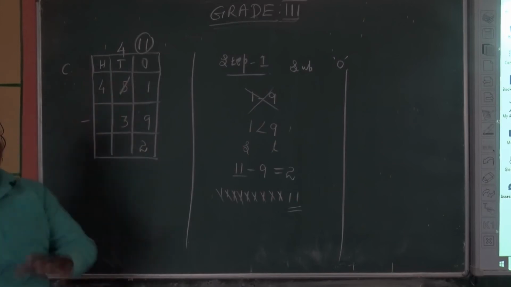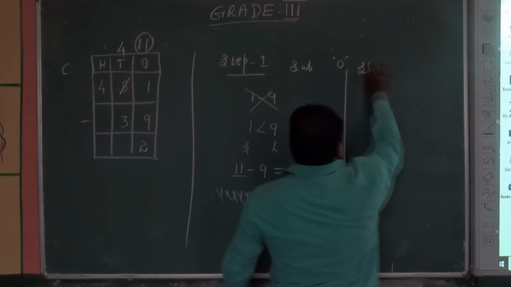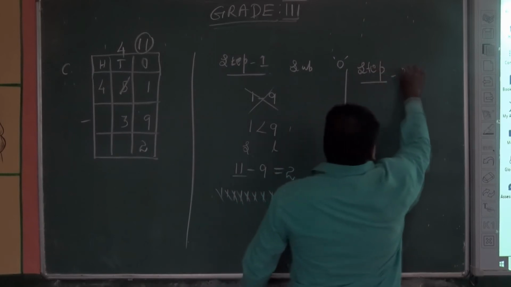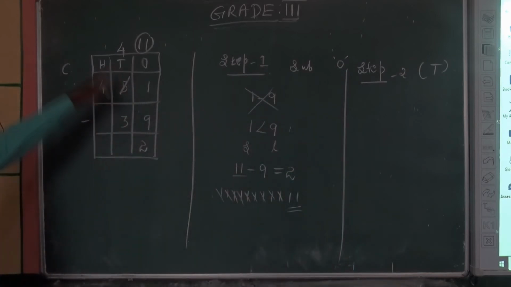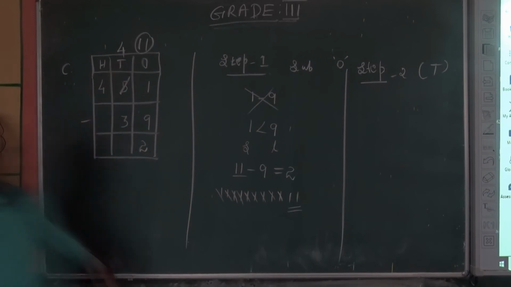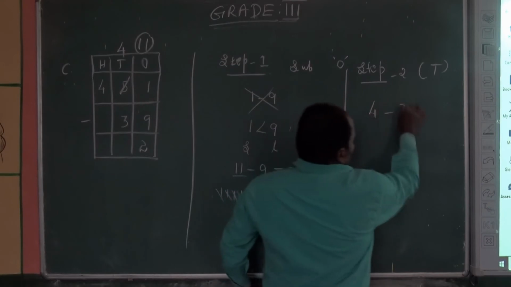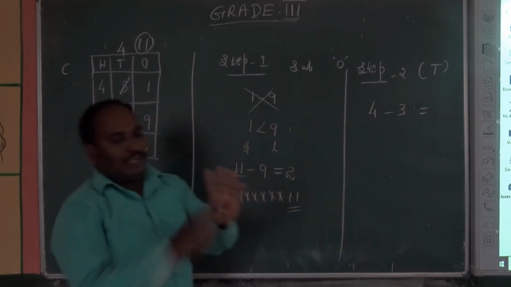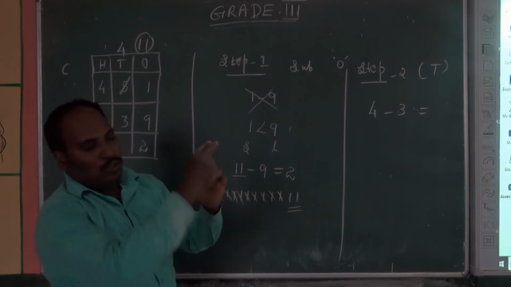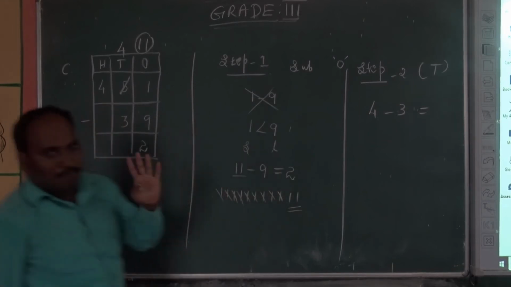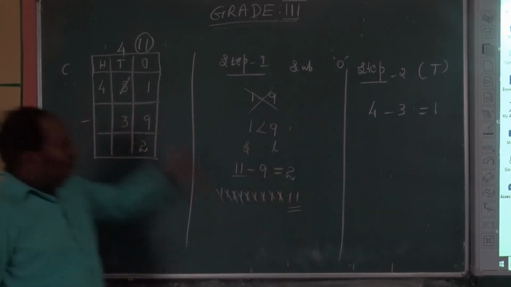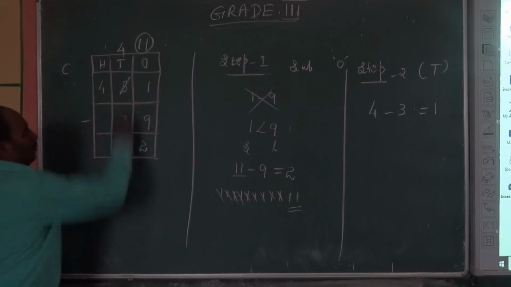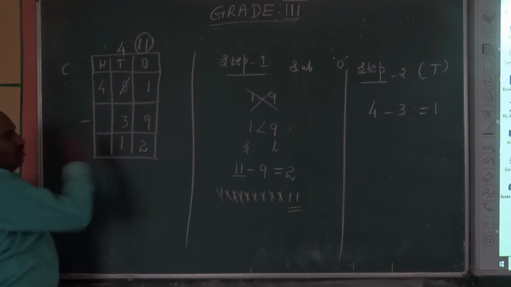Next we subtract the tens place. Step 2. Subtract the tens place. Here tens place 5, borrow 1 is equal to 4. 4 minus 3. 1, 2, 3. Remaining 1. 4 minus 3 is equal to 1. The number 1 write in tens place.